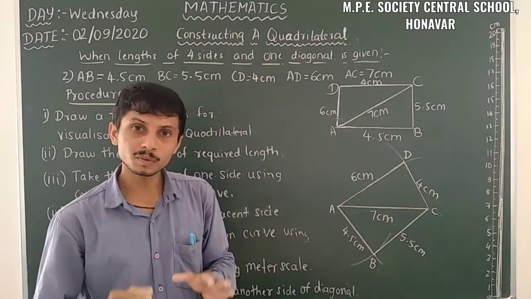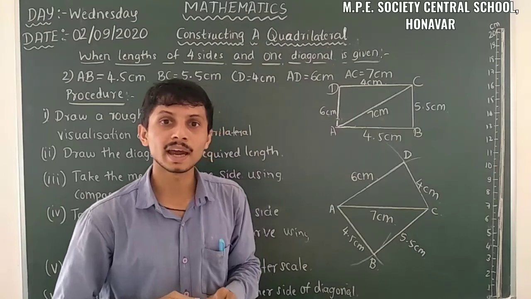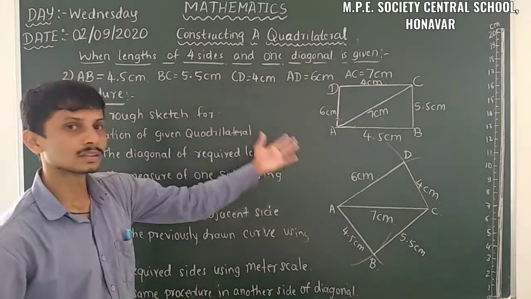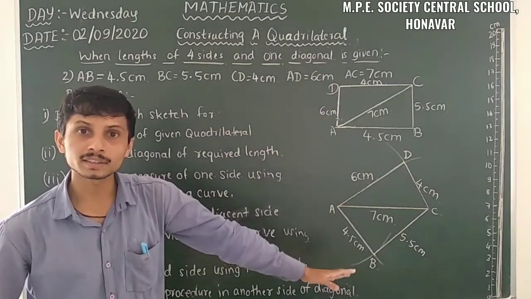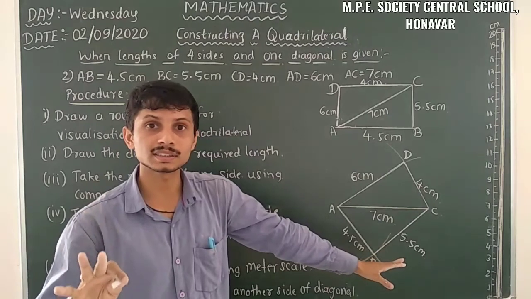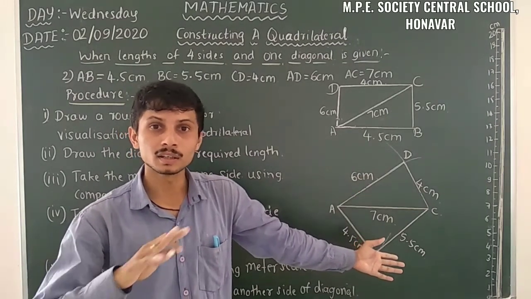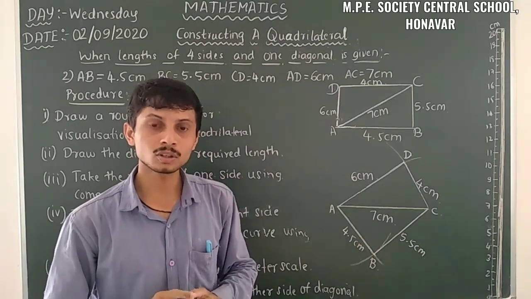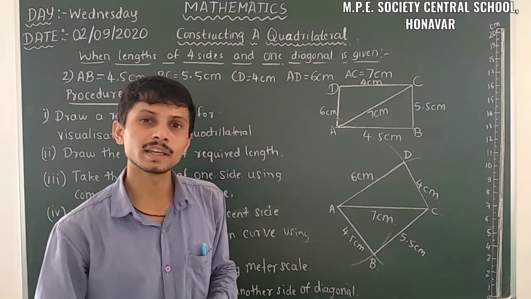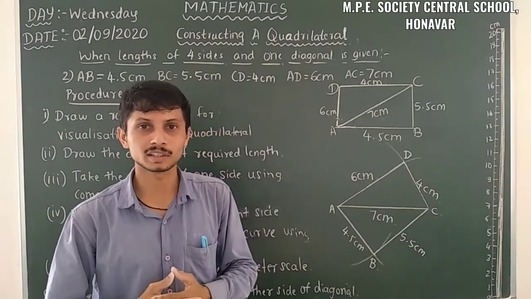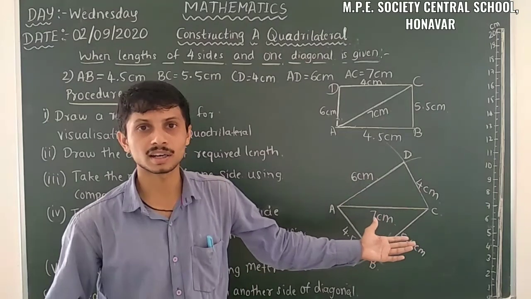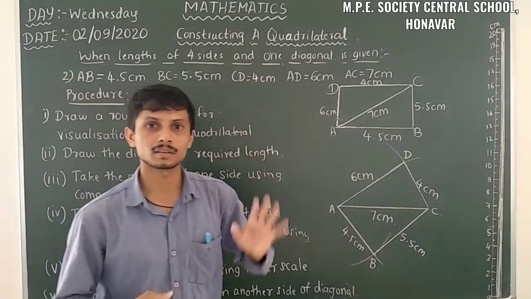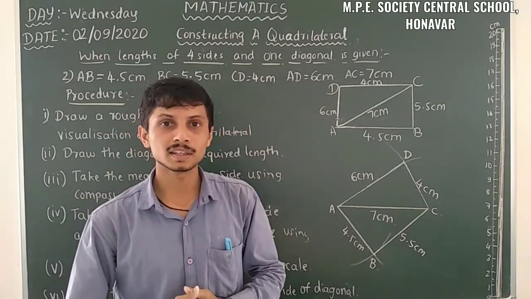That means when the length of 4 sides and one diagonal is given, we have to repeat the same procedure. After that, label all the things. Don't forget to label the things in the quadrilateral. If you neglect it, you can lose some marks. So let us conclude this part here. Whatever example you take, you can construct the quadrilateral. You have to take the length of 4 sides and one diagonal. So I conclude this part here.